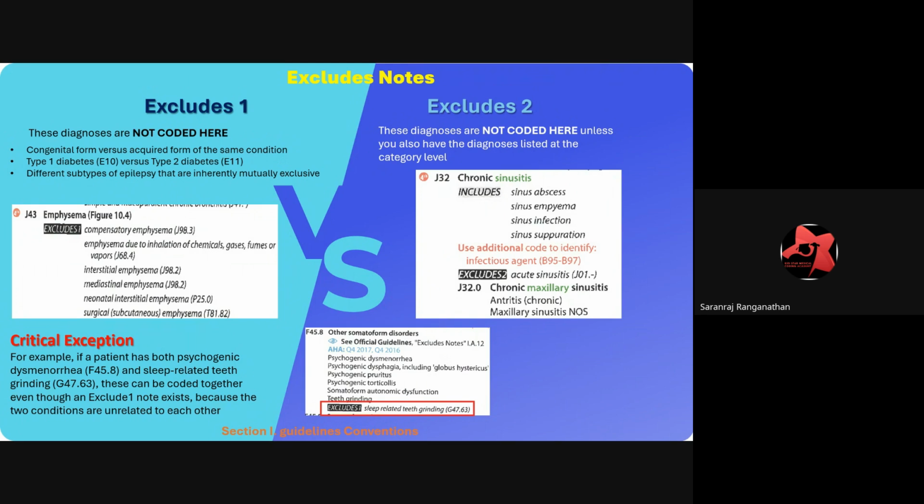We can say pathophysiologically it is related, but anatomically it is not related. So some exceptions will be there, not all, where we are able to code them also. As I told, both are coming under Excludes 1, but both are different conditions. That is the main thing we need to monitor here. So this is the difference between Excludes 1 and Excludes 2. Excludes 1, do not code. Excludes 2 can be coded if the diagnosis is documented.